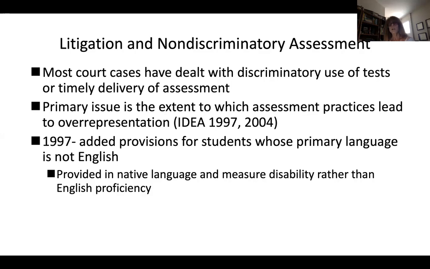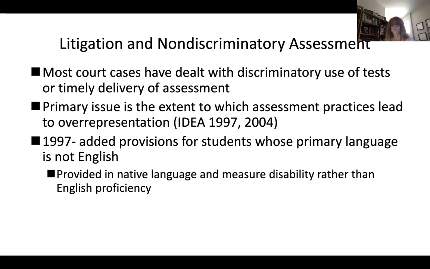We see that in much of the label of emotional behavioral disturbance, in which we see a vast overrepresentation of Black children, larger than what the evidence would seem to be across an entire population.